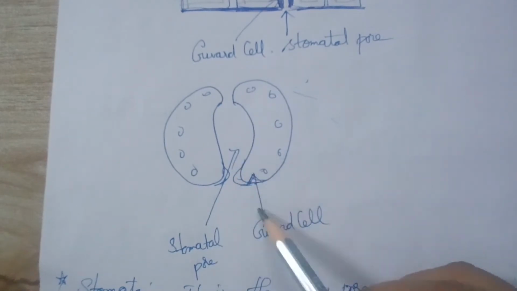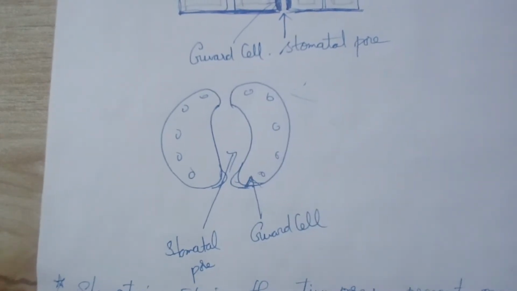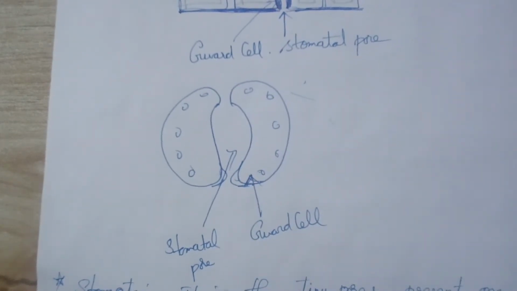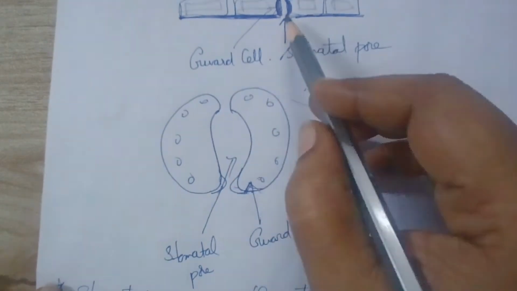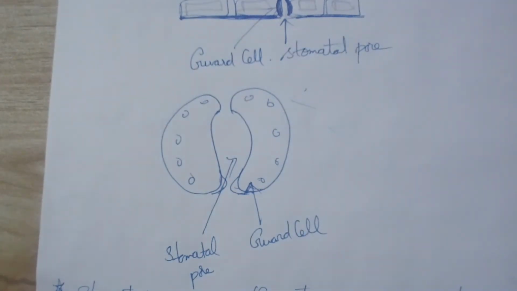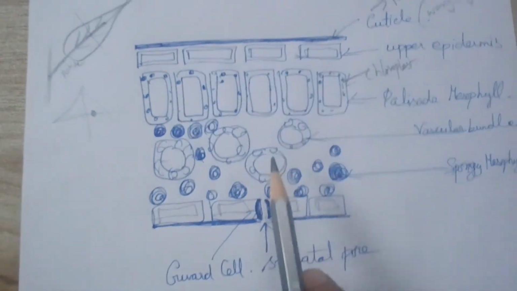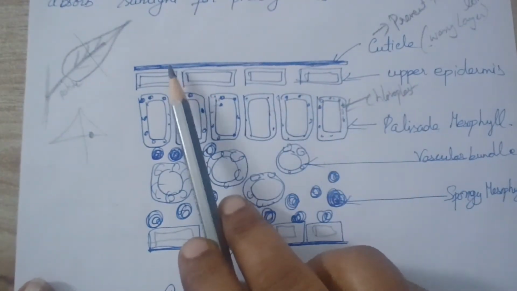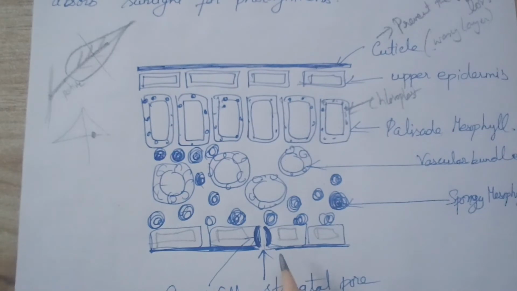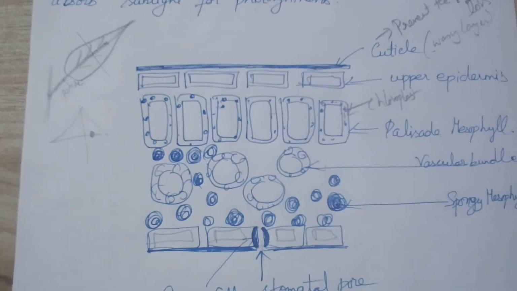This is a stomatal pore and this is a guard cell. So what is stomata? You learned in the lower classes. This is a tiny pore through which diffusion of gases takes place. It is present on the surface of the leaves. It is present in all places, but mostly on the lower surface of the leaf, to reduce the evapotranspiration.